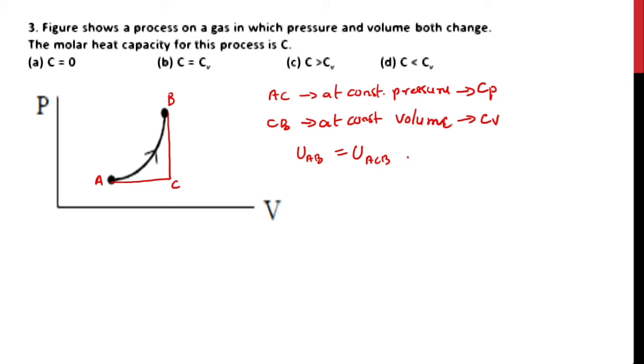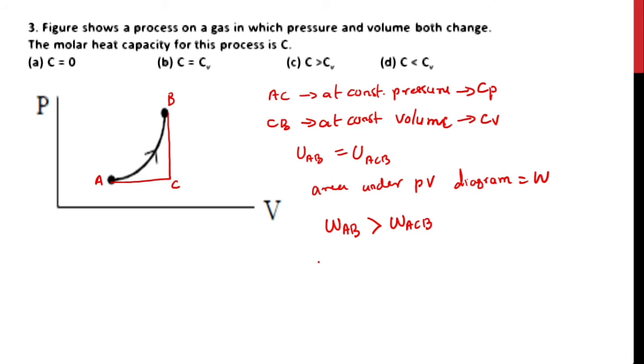And as we already know, the area under the PV diagram is equal to the work done. So we can write here that the work done in the process AB will be greater than the work done in the process ACB, because the area under AB will be greater than the area under ACB.